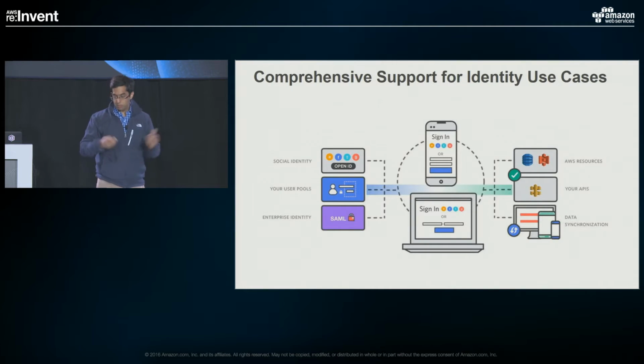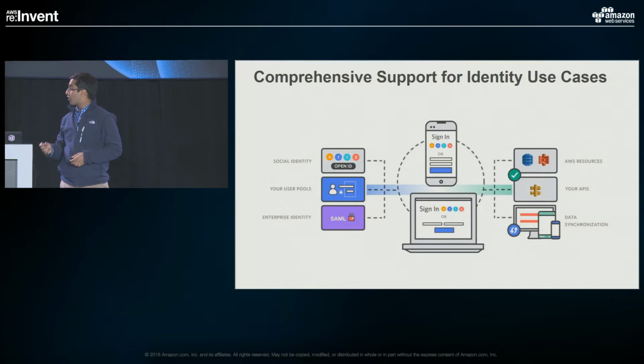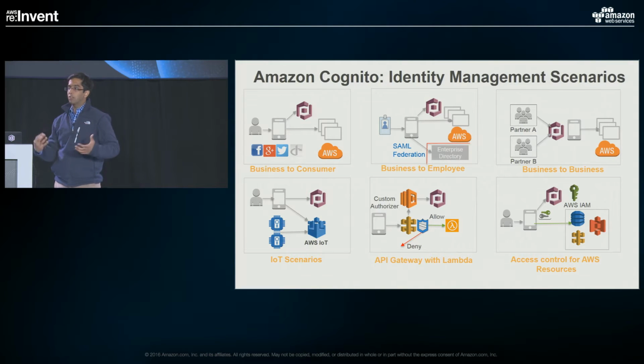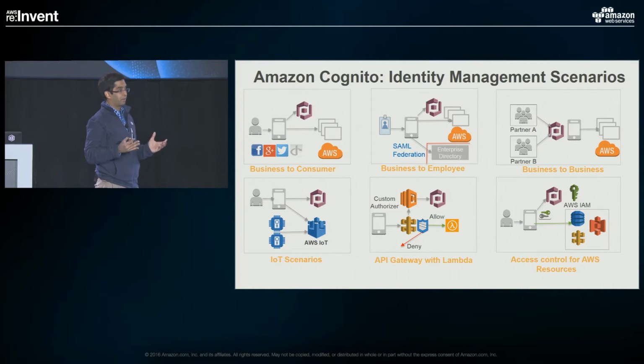So let's dive a little bit deeper into that. First, though, I want to look at, based on the customers that we've been working with, what are the different types of use cases we're seeing? Customers are building B2C applications, so business-to-consumer applications. They're also building business-to-employee applications, business-to-business applications. In addition, we're seeing customers use this service in conjunction with our IoT suite to manage the users that are paired with devices.